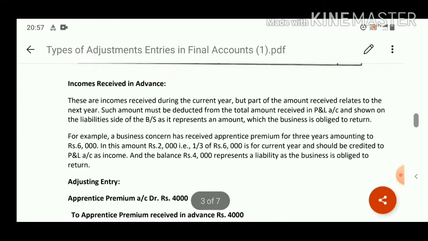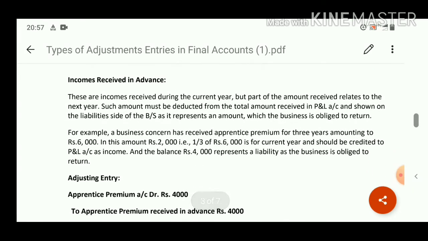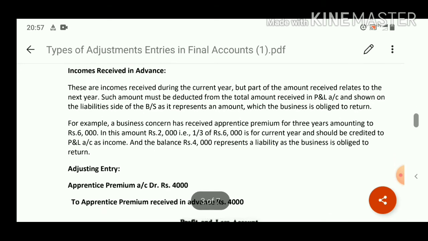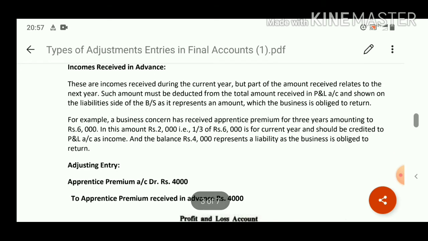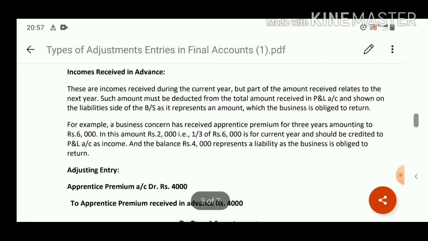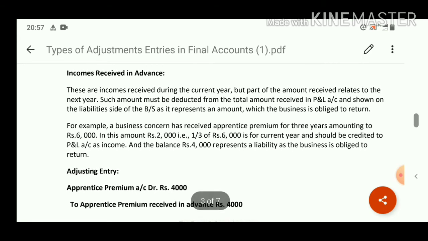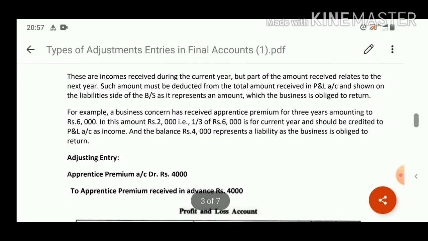Next one is the income received in advance. In this case, it is a liability towards you. You have already taken the money in advance. Take an example: you have taken the salary in advance. Now you will have to work for the month. That is your liability. Therefore, the advance income is your liability.